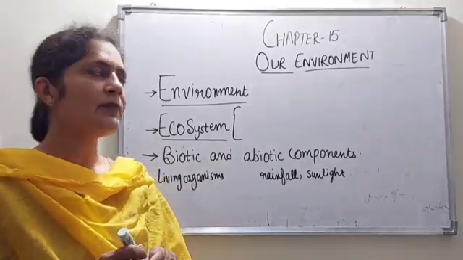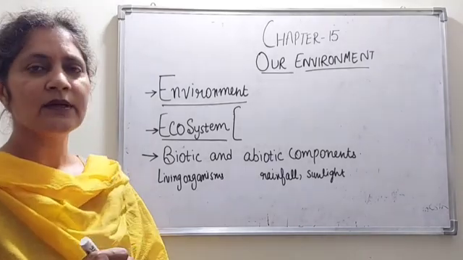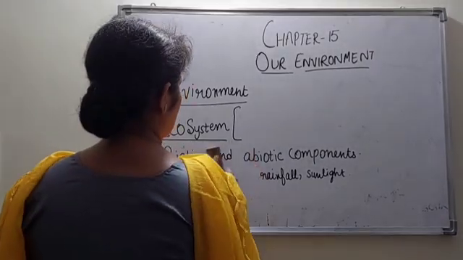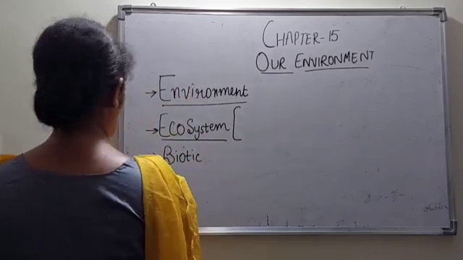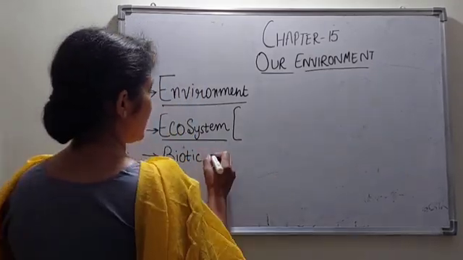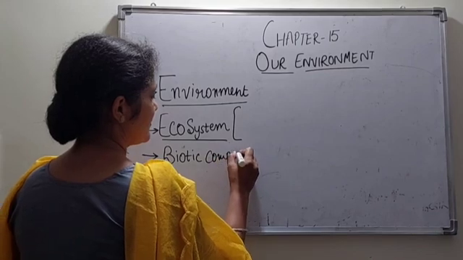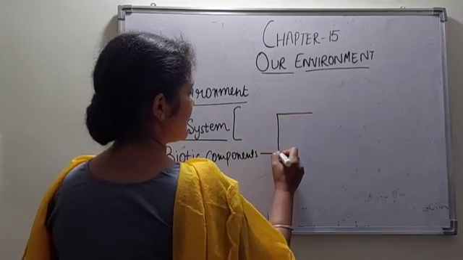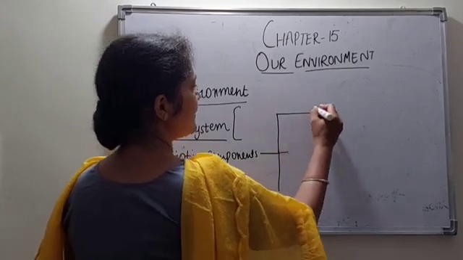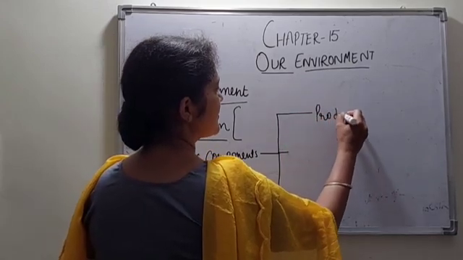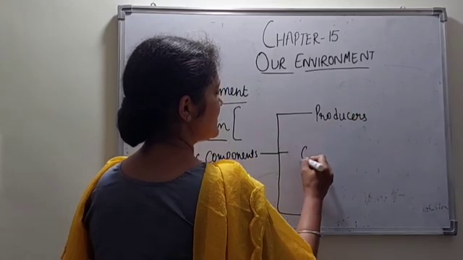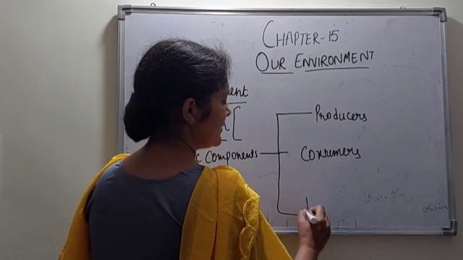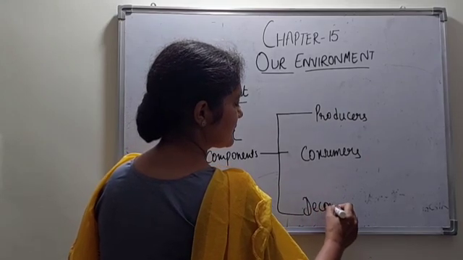Now students, biotic components are of three types we will discuss. Biotic components are of three types. One are producers, other are consumers, and third are decomposers.